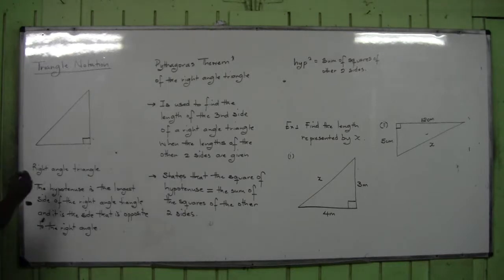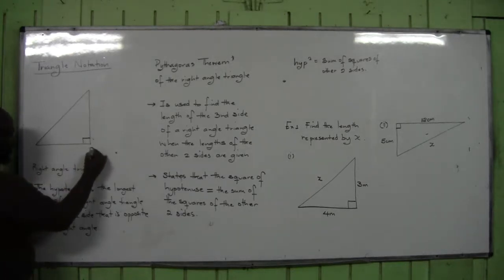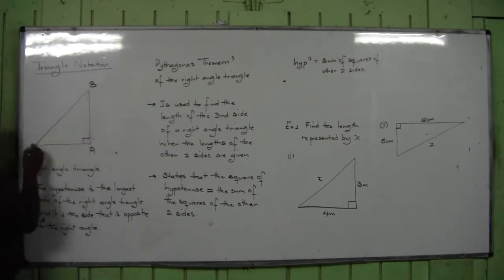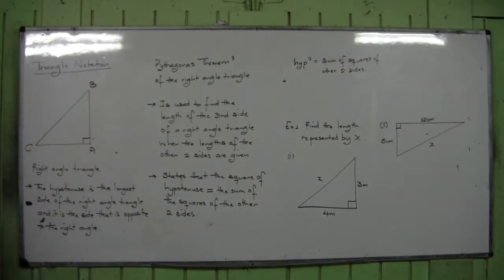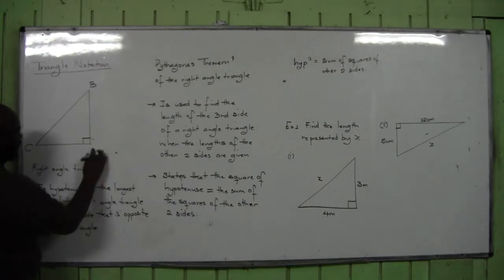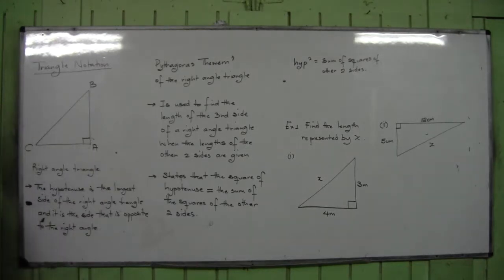I will start out by telling you that the angles of a triangle are labeled with capital letters. The triangle that we have up here is a right angle triangle, and A is the right angle. As you can see for yourself, the angles are labeled with capital letters.